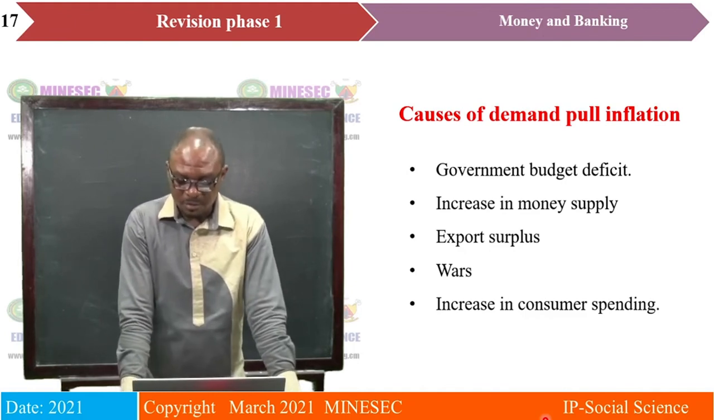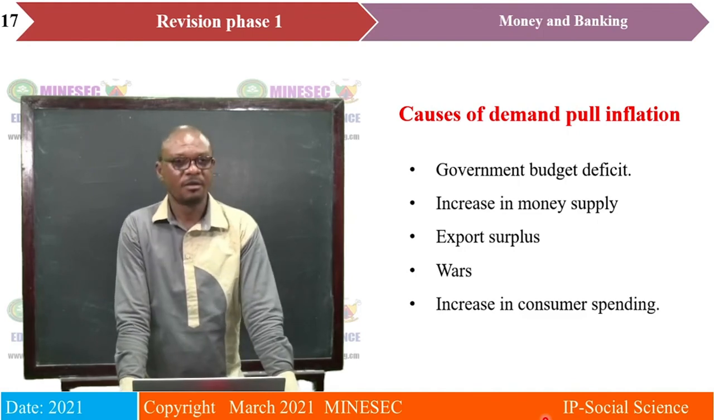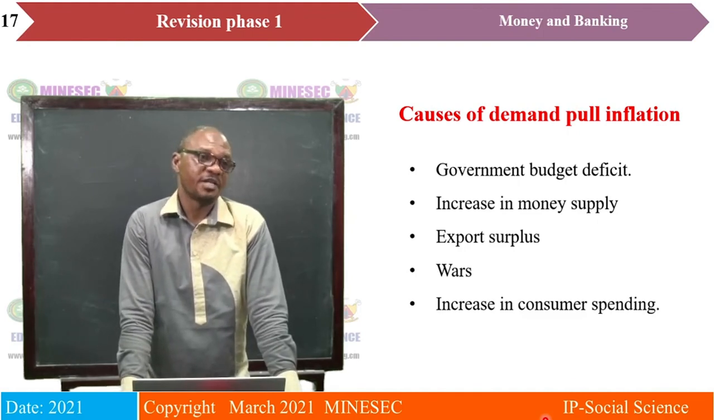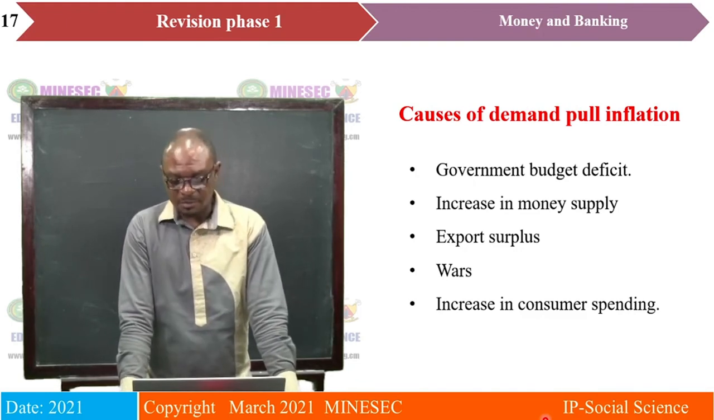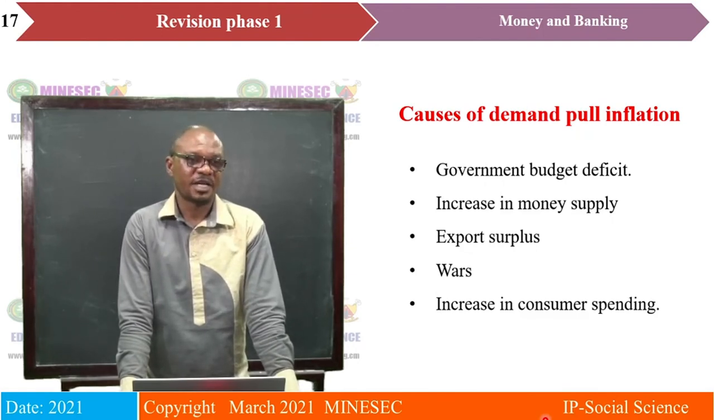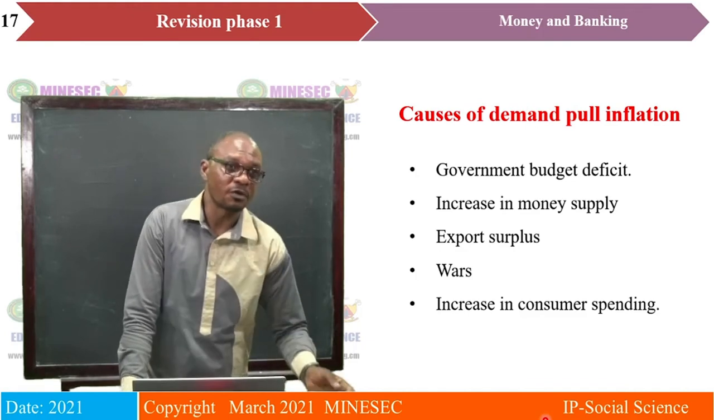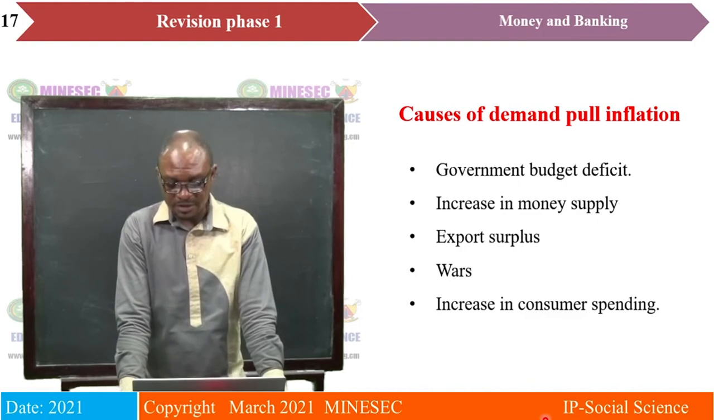Another cause of demand pull inflation is increase in money supply. Perhaps if the government increases money supply, probably through an expansionary monetary policy, then price level will increase, especially in the short run, if output does not significantly increase to accommodate that increase in money supply.